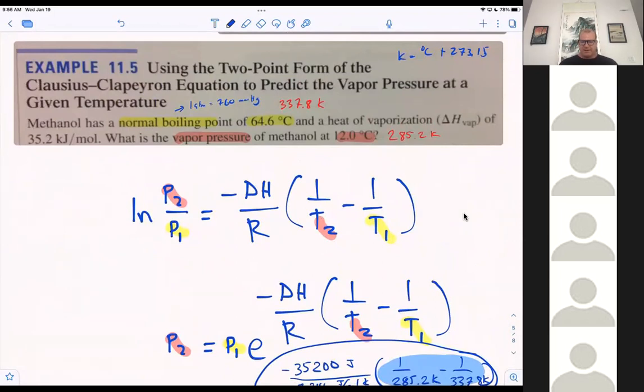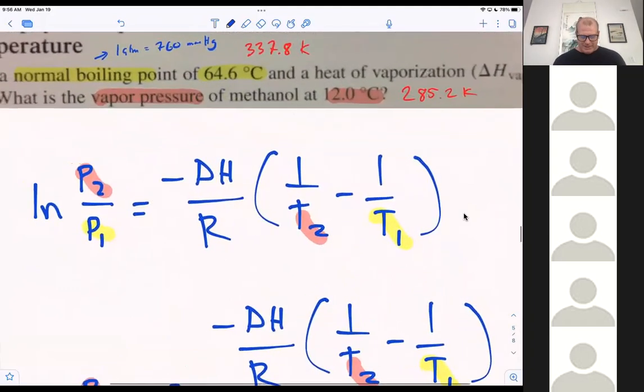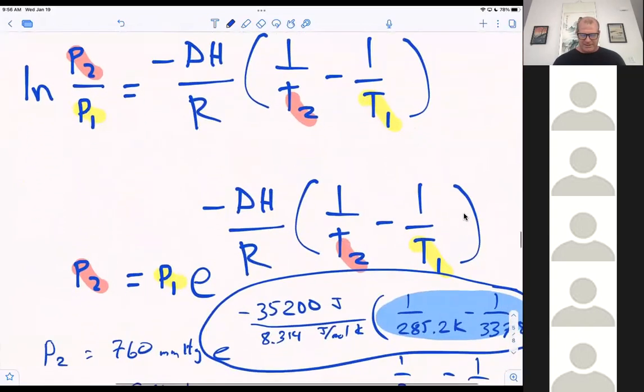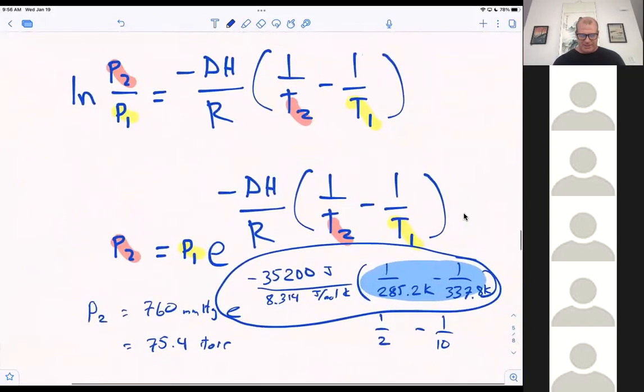Maybe I can use the Clausius-Clapeyron equation. Here is the two-point form, and I'm going to solve it for that second pressure. Then I need to make sure that I put in the right pressures that correspond to the right temperatures. I put the numbers in my calculator and I get 75.4 millimeters of mercury, torr and millimeter, sorry, I use it interchangeably, it's the same unit. 75.4 torr or millimeters of mercury.